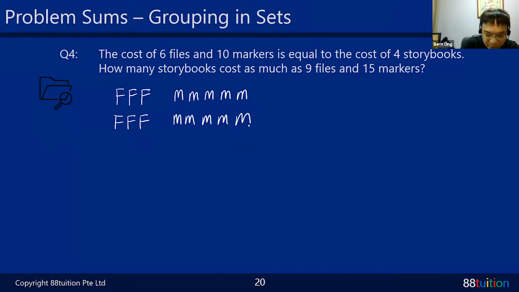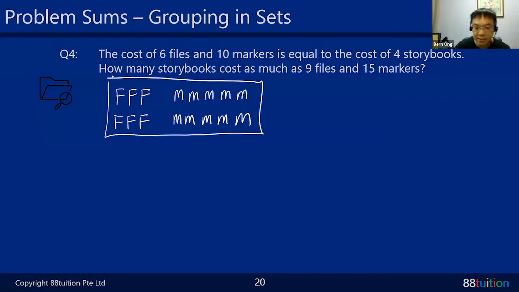10 markers, M for markers: 1, 2, 3, 4, 5, 6, 7, 8, 9, 10. Can you see that? So I have 6 folders and 10 markers, which is equal to what? Equal to 4 storybooks. I can exchange for 4 storybooks: 1, 2, 3, 4. Can you see that? Good job.